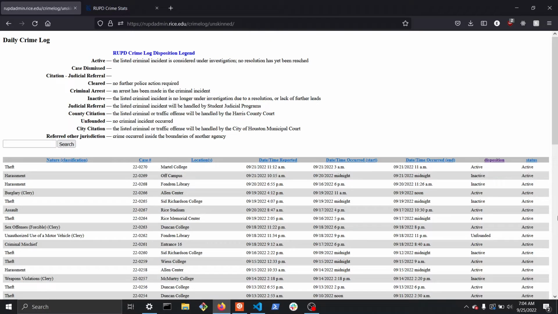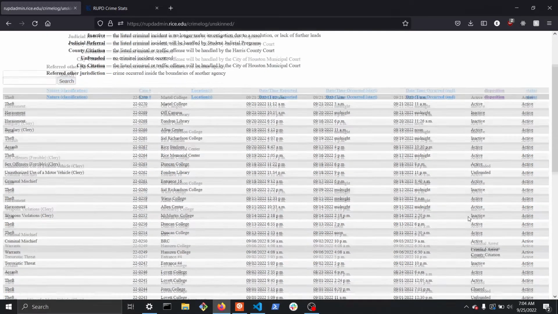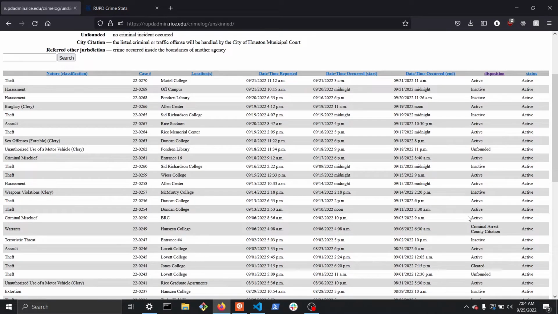We were motivated to make this project because of the recent string of laptop thefts at Duncan College. Upon further investigation, we realized that the RUPD crime log was incredibly hard to understand. So with this project, we aim to make the data much easier to understand.